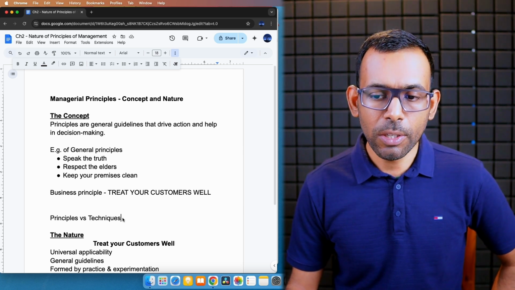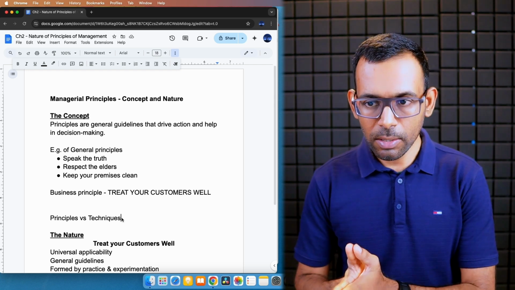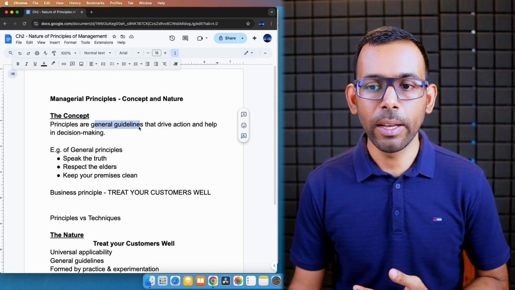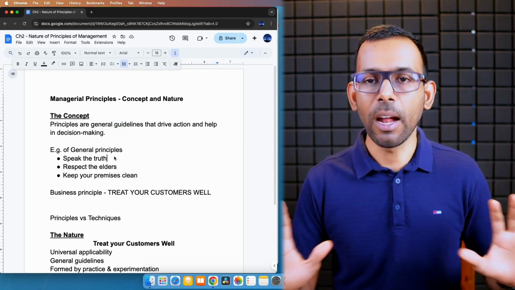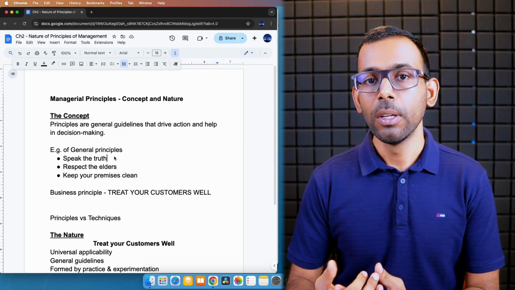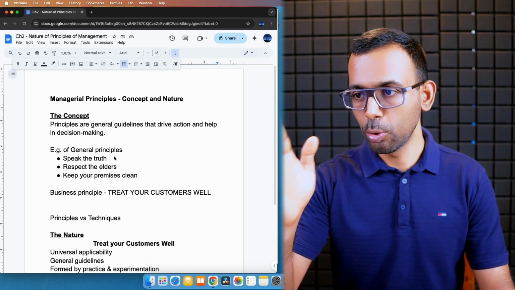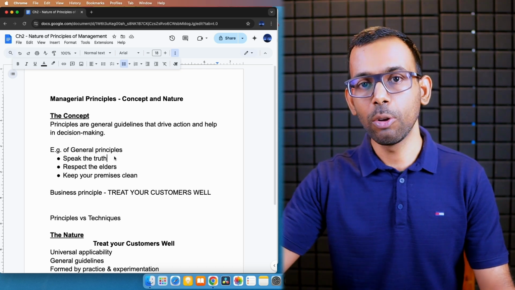Now, before we understand what is the nature of business principles or management principles, we will see a quick differentiation between what are principles and what are techniques. Principles are general guidelines. It's a simple, plain advice. But techniques are something that tell you exactly what step-by-step things that you should do. Do this first, do this second, and do this last.